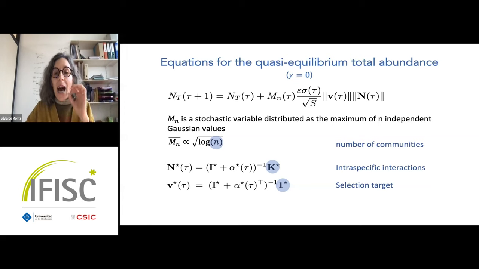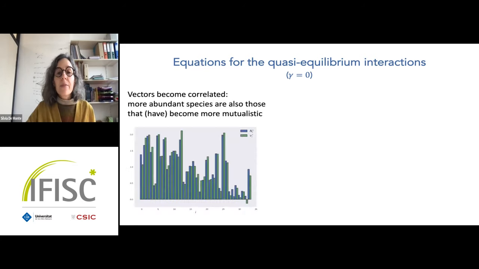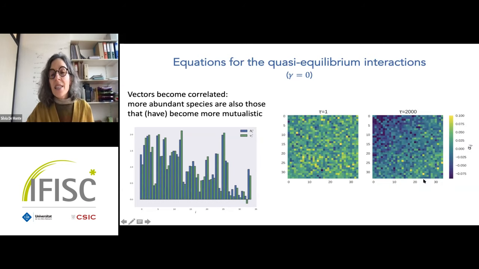But if you look at the specific alpha, the entries of the alpha matrix, then you see that some increase and some decrease. And those that decrease, that are those that have become more mutualistic, are related to the effect that a perturbation in the carrying capacity of that species will have on the total number of individuals. So the vectors that appear in these equations, which I didn't have the time to detail, become correlated over time. This makes it so that more abundant species end up being those that have become more mutualistic. So this is exactly the same matrix I showed before, but this time it is ordered in terms of abundance of the species.